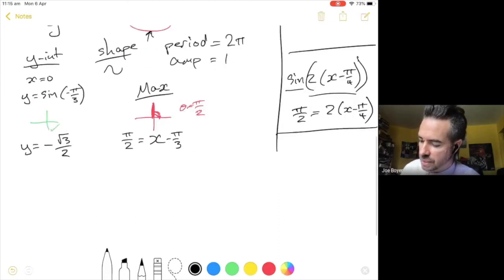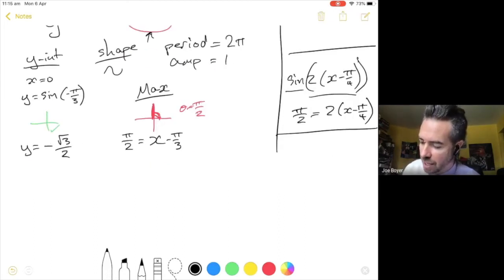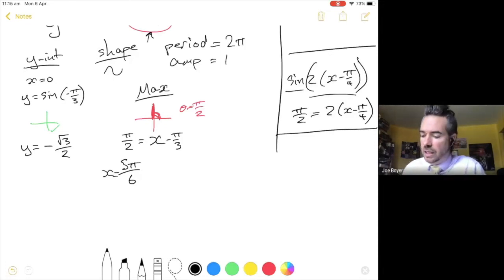All right. But in this case, our solving for algebra is to add pi on 3 to pi on 2. The common denominator is 6. And so we've got 3 pi on 6 plus 2 pi on 6. That gives us 5 pi on 6. That's where a maximum occurs.